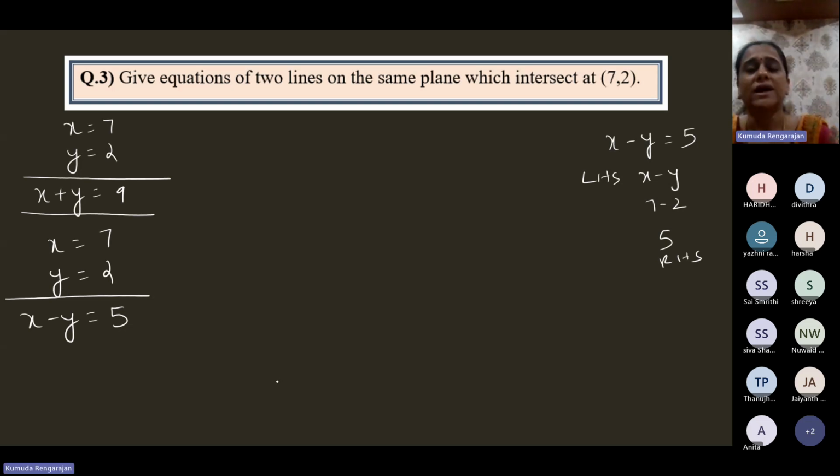If an ordered pair satisfies an equation, then (7, 2) satisfies these two equations. That means (7, 2) lies on these lines.